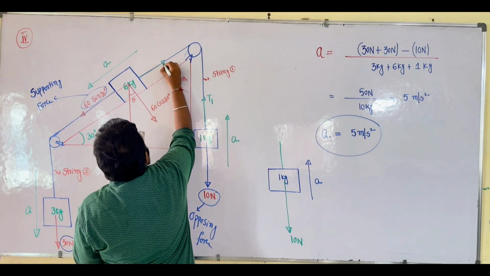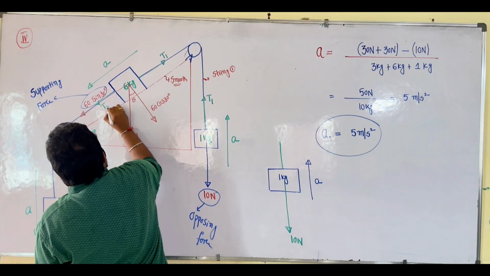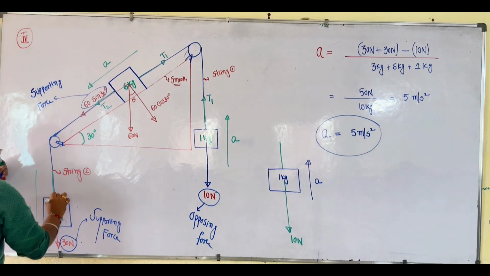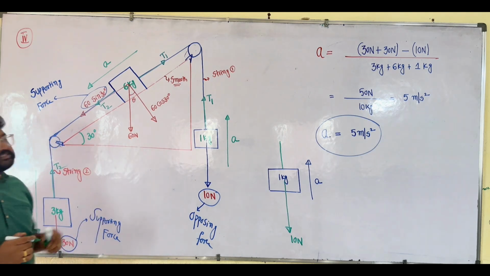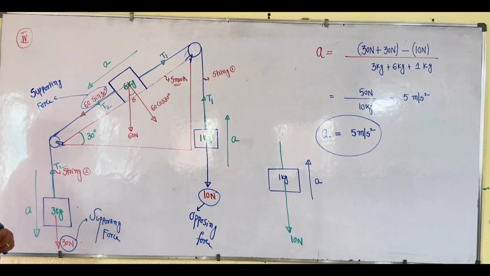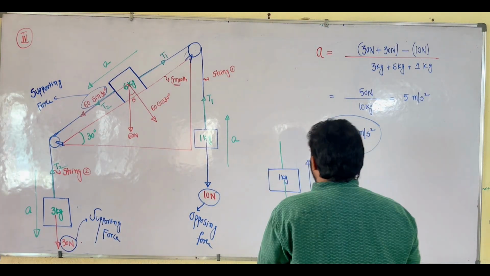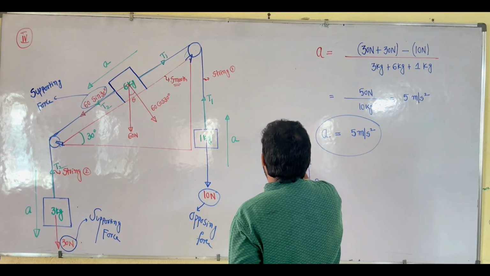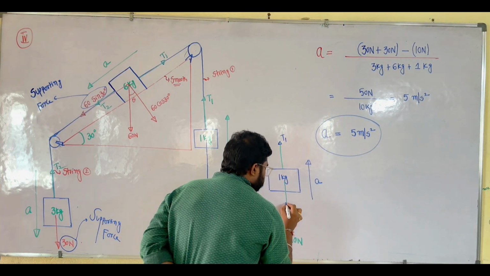This tension pulling this body. That is T2. Same string, same tension. Different string, different tensions. Two strings, two tensions. Clear? Now tell me here what is the tension? Tension T1. So acceleration upward.